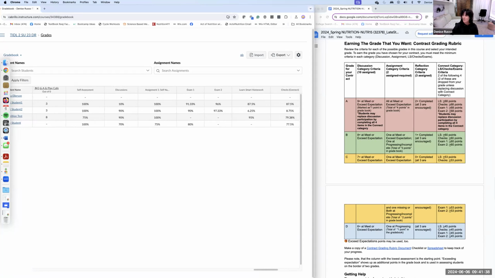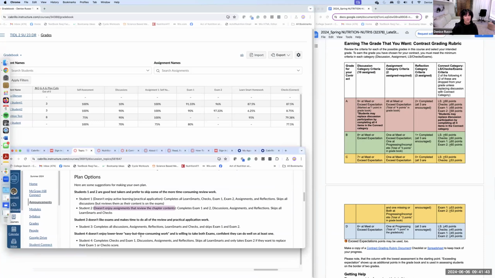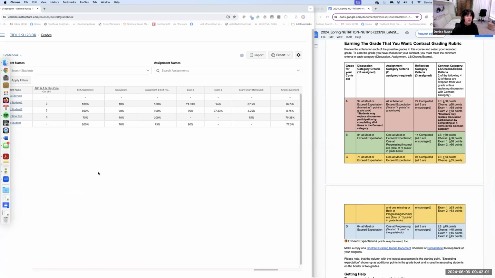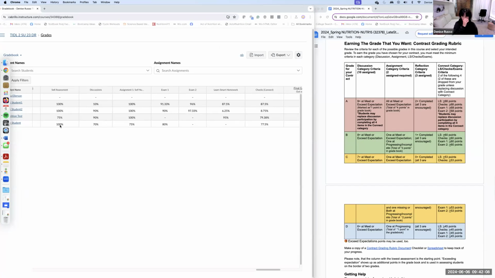Let's do one more. Student 4 doesn't enjoy that lower level, easy but time consuming or low hanging fruit work known as Learn Smarts. And they don't love exams, but they're confident that over the course of the term, they can do well in at least one of the exams. Plus their grade goal is only a C. So they went ahead and did all of the self-reflection work because they just wanted to check in. How am I doing? I think I'm doing well, but let me just make sure.